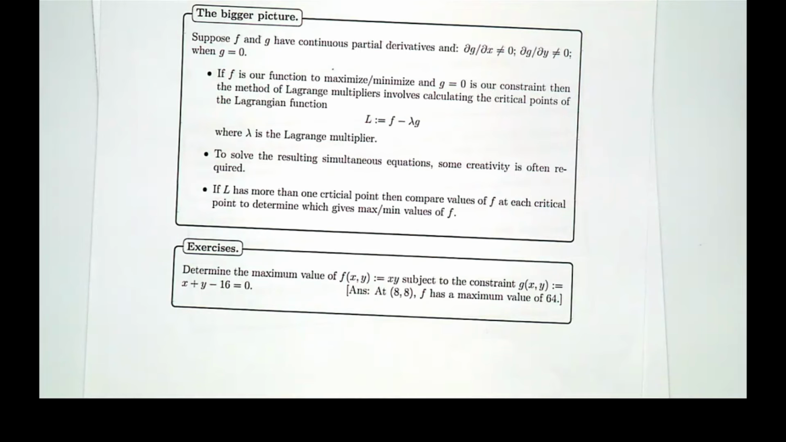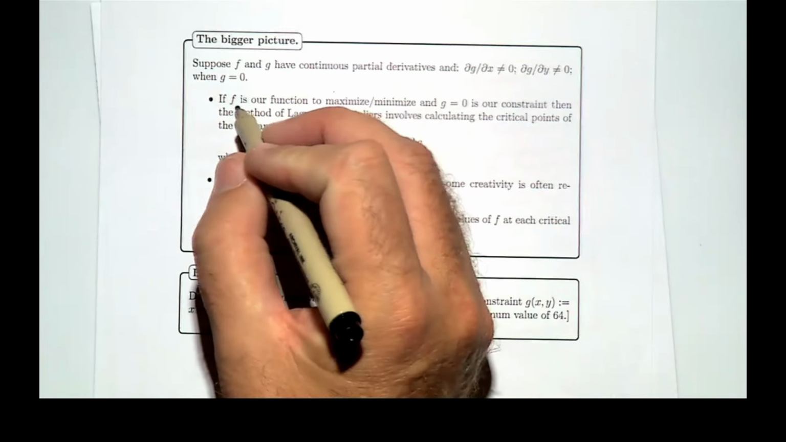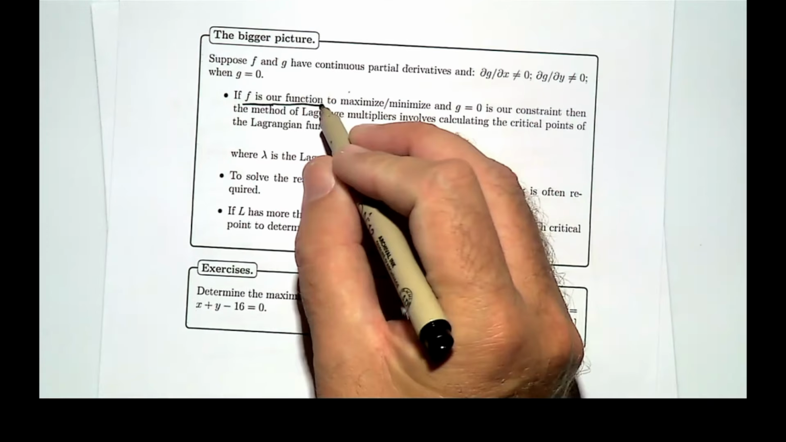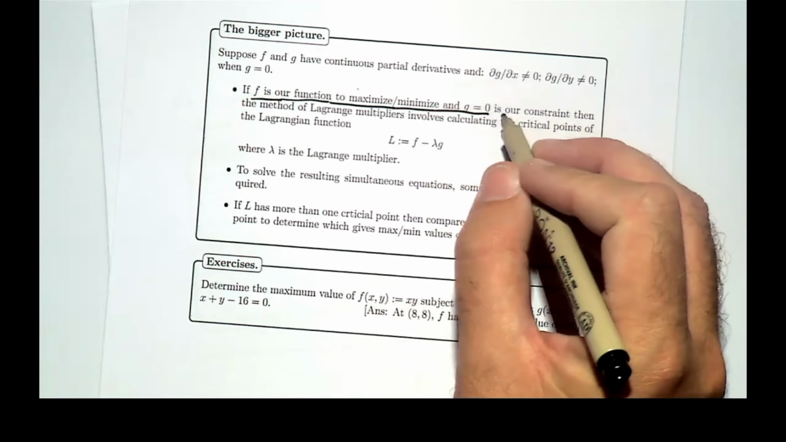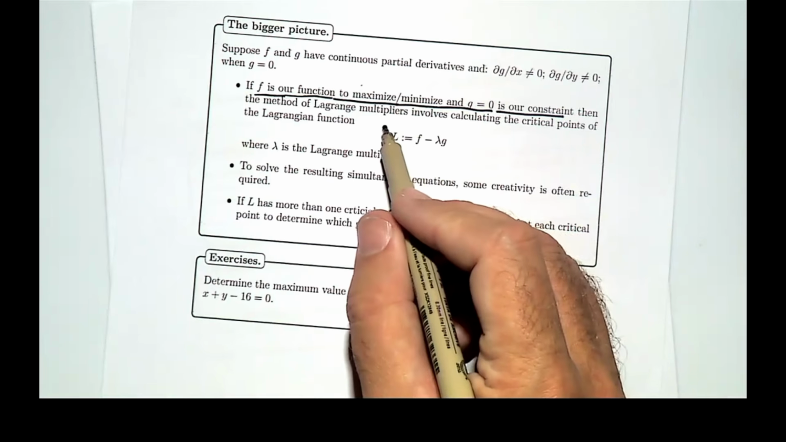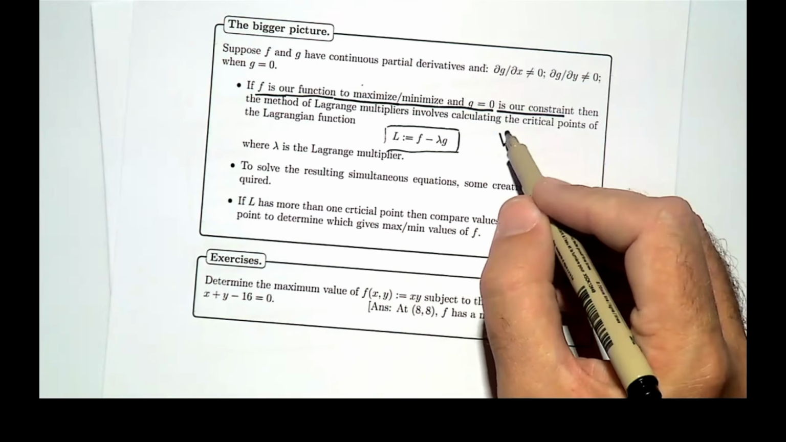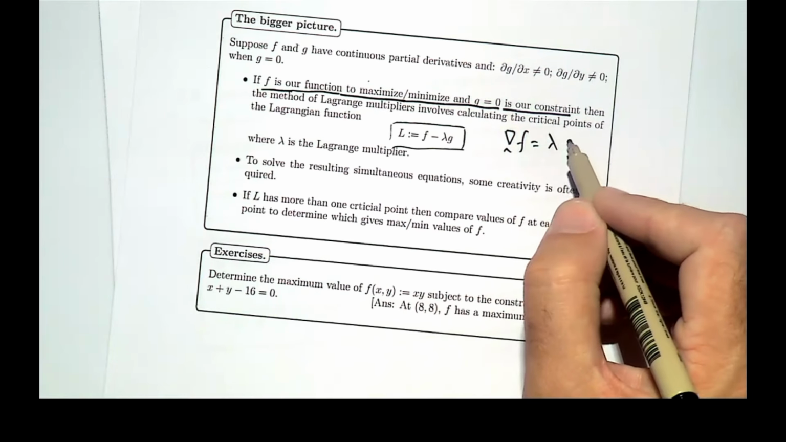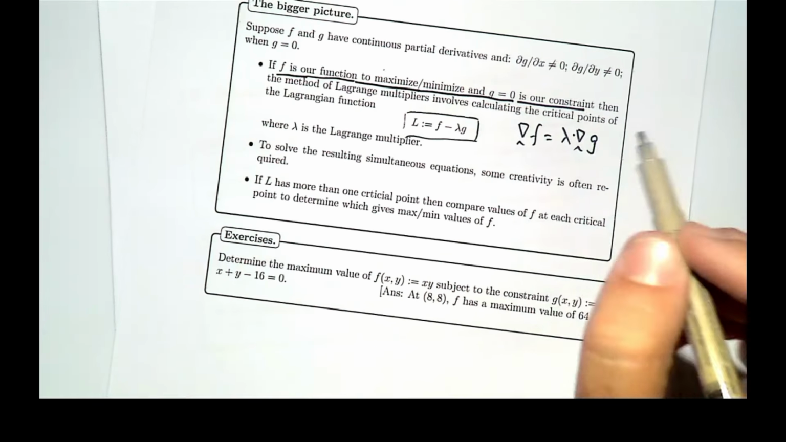I don't usually go the other way. I don't go from the big theorems to the examples. That could work too. I just think that's how most people learn. They start off with something concrete and they expand it. Okay, so suppose you've got a function, f, and you want to maximize or minimize it, and you've got some constraint. You can calculate the critical points of this, which is equivalent to solving that problem.